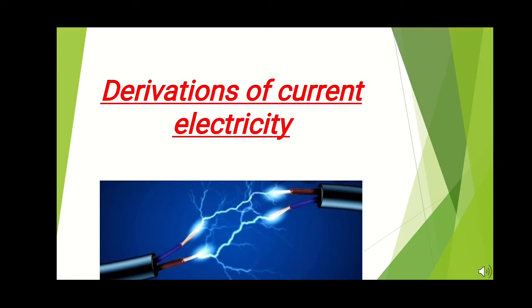Dear students, in this chapter we will discuss the derivation of current electricity. Okay, so the first topic of this one is the expression for drift velocity.